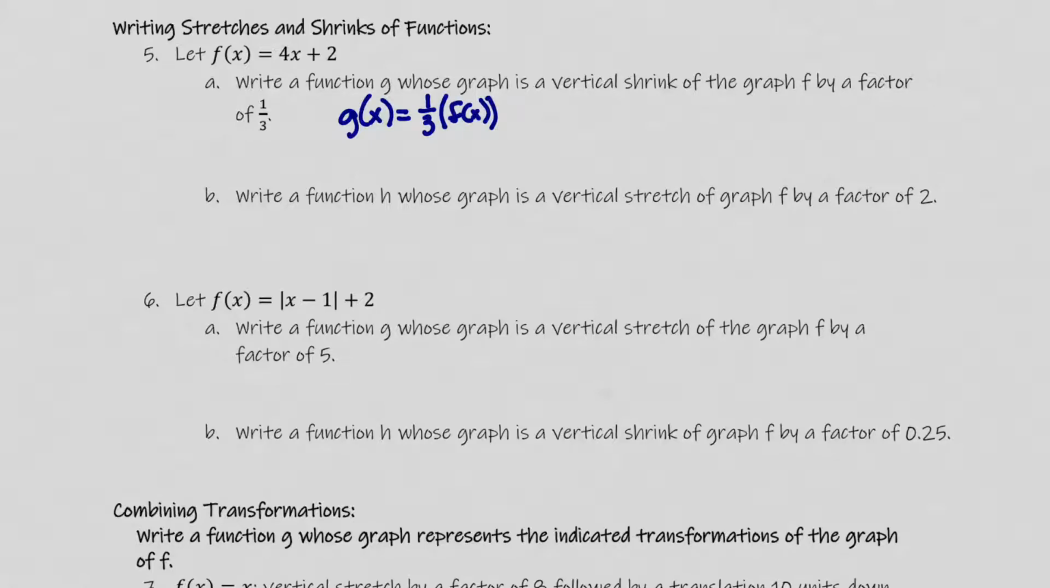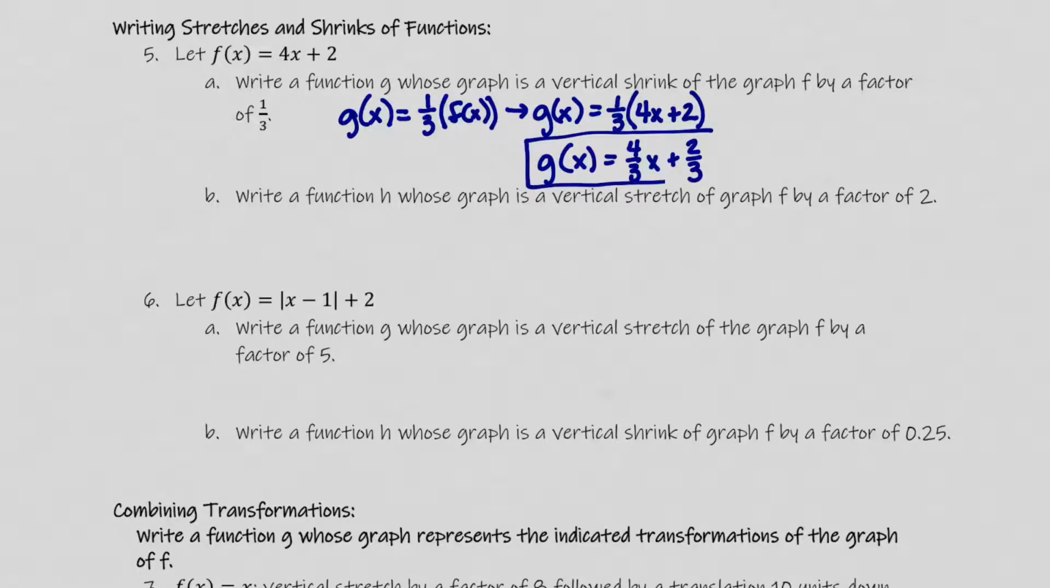All right, so g of x equals 1/3, and function f was 4x plus 2. I'm going to distribute the 1/3, so I get my g of x equals 4/3 x plus 2/3. So there is my function g. That is a vertical shrink of the function f by a factor of 1/3.